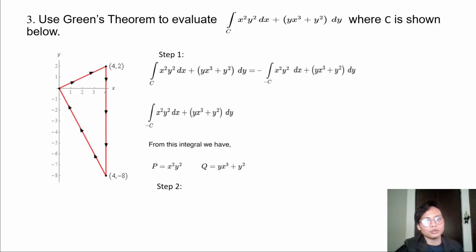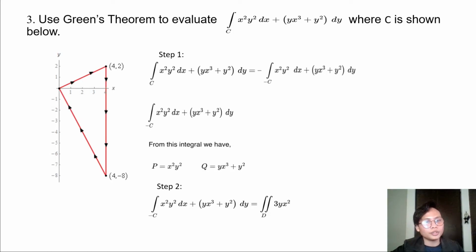So we proceed to step 2. Using Green's theorem, the line integral over negative C, the integral over negative C of x^2 y^2 dx plus (y x^3 + y^2) dy, equals the double integral over D of 3y x^2. D is the region enclosed by the curve.